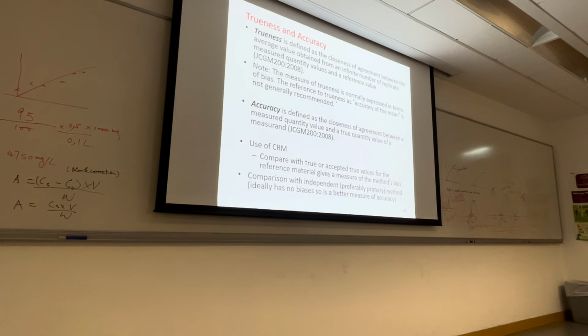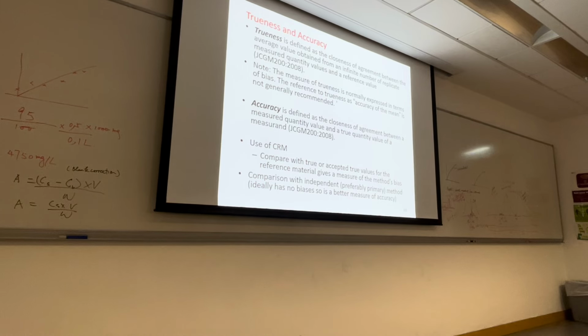Trueness, accuracy. Trueness is how close the average value obtained from an infinite number of replicate measurements is to the reference value. Okay? That is trueness. And accuracy is how close the agreement is between a measured quantity value and a true quantity value. So basically, trueness and accuracy have just the same meaning: how close to a true value or a true reference value.